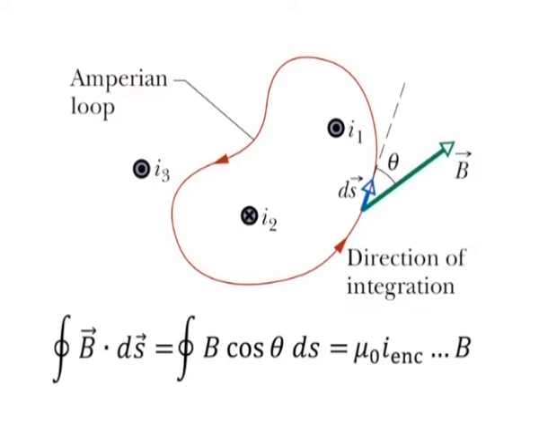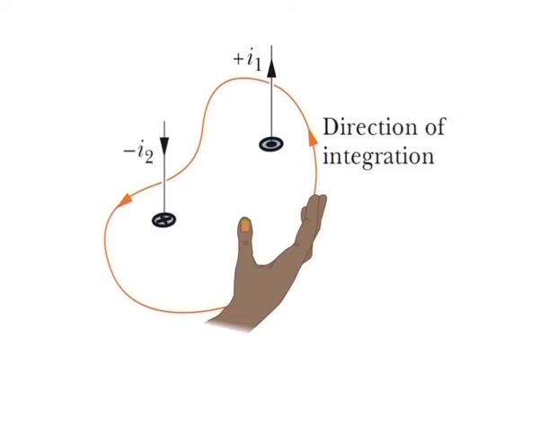Then we use the following curled-straight right hand rule to assign a plus sign or a minus sign to each of the currents that make up the net encircled current. Curl your right hand around the Amperian loop with the fingers pointing in the direction of integration. A current through the loop in the general direction of your outstretched thumb is assigned a plus sign, and a current generally in the opposite direction is assigned a minus sign.